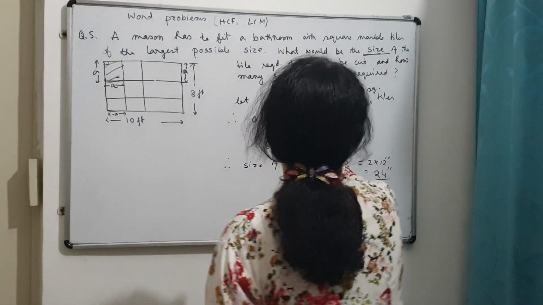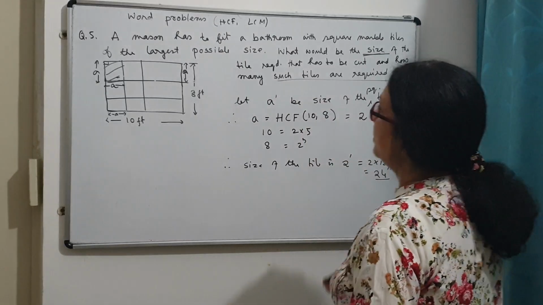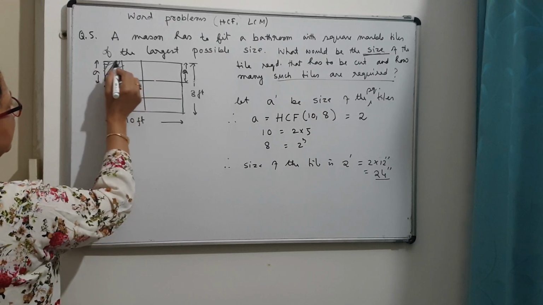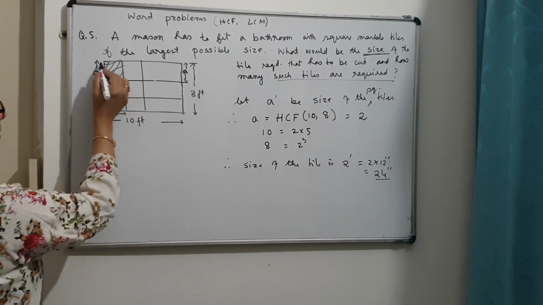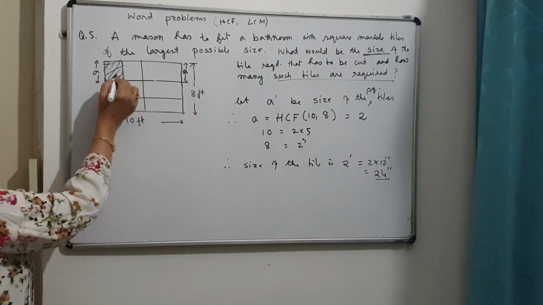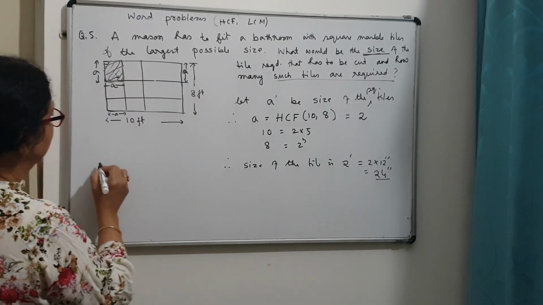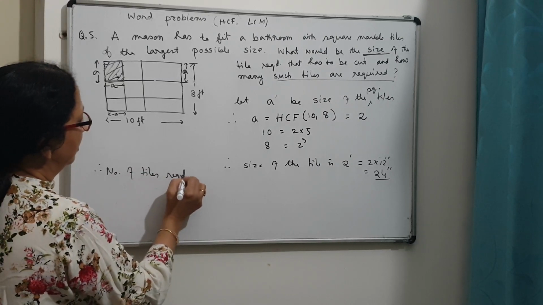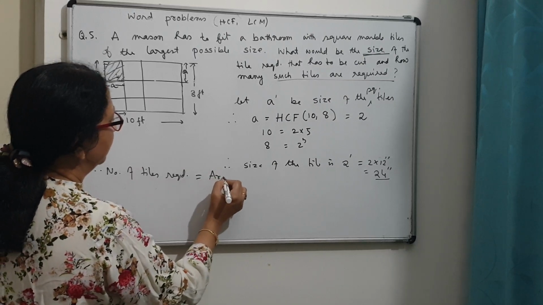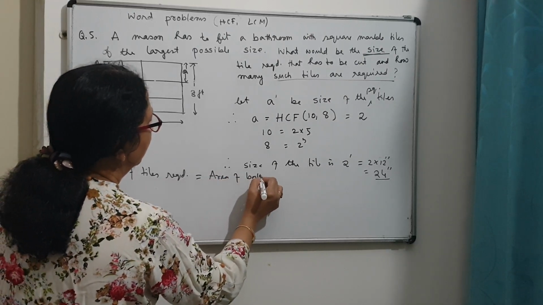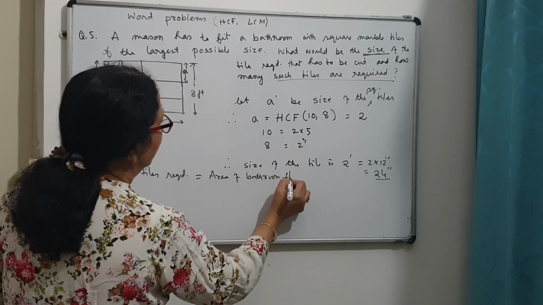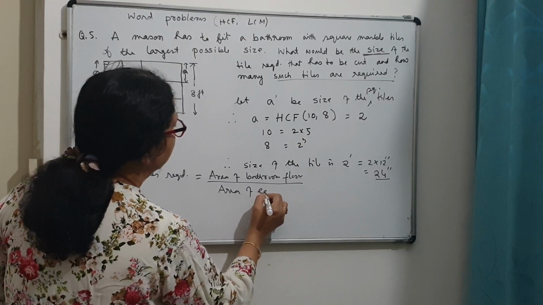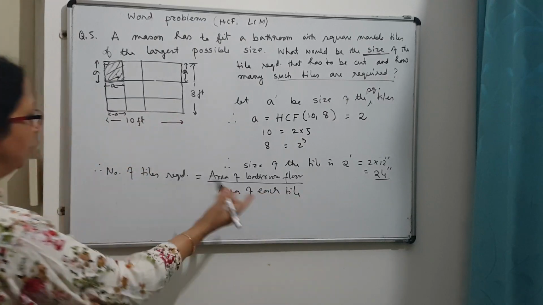Now next part we have to find how many such tiles will be required. So number of tiles, very easy. Each tile takes an area of A square. So we divide the whole area of the floor by the area of each tile. Then we get the number. Therefore the number of tiles required will be area of bathroom floor upon area of each tile, that will be the number of tiles.